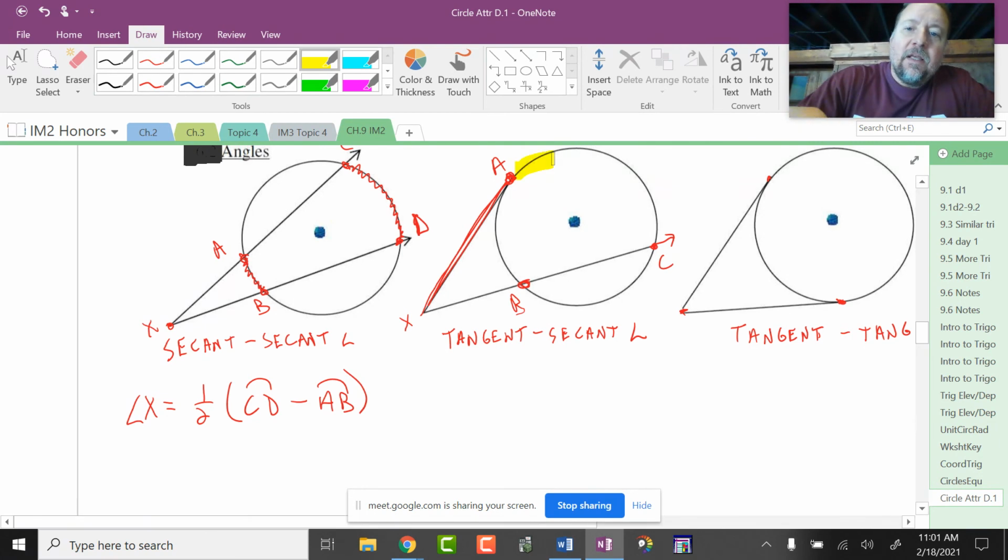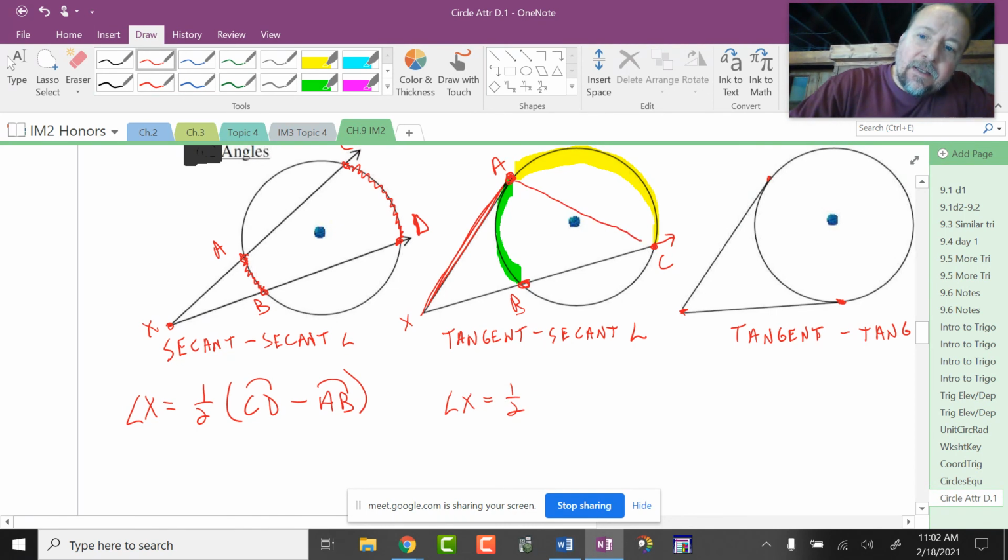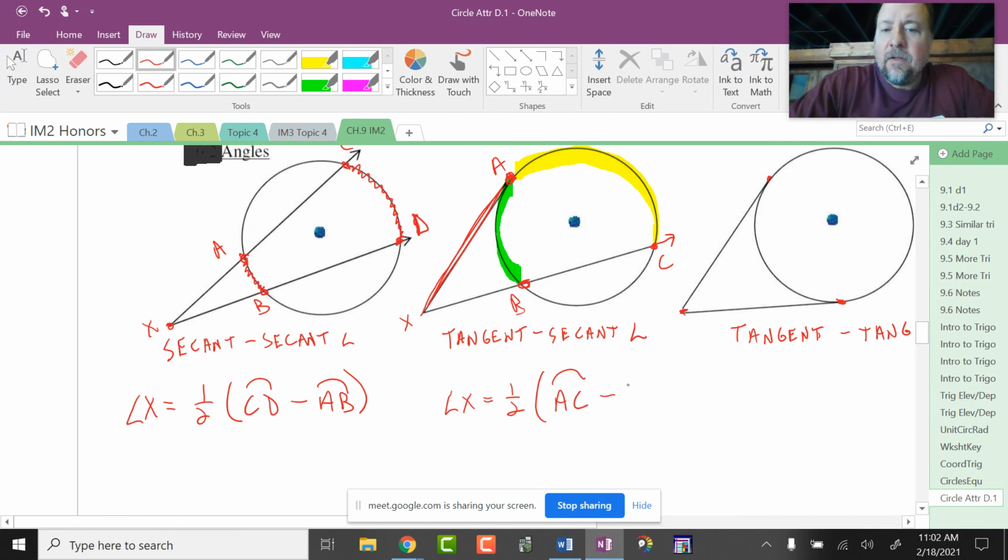So this arc is the big arc that the tangent secant hits. This arc is the small arc that the tangent secant hits. So in this case, angle X equals half. Now, you know what? AC is a minor arc. When I connect those two, it's not quite a diameter. So all I'm denoting is two letters, which is fine. Remember, three letters for a major arc.